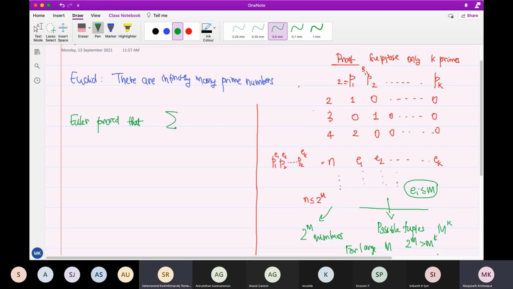Sir, Euclid's proof doesn't use the fundamental theorem of arithmetic, right? We don't need to assume that. No, it uses that every number is divisible by a prime number. Because you take the product P1, P2, ..., Pk plus 1. It doesn't say that's a prime number, it says that has to be divisible by a prime number. It is not divisible by any of P1 through Pk, so there has to be some other prime, or this itself has to be prime.